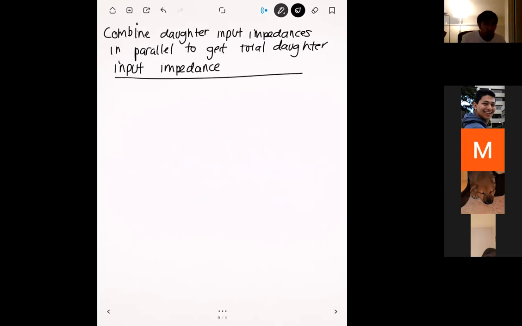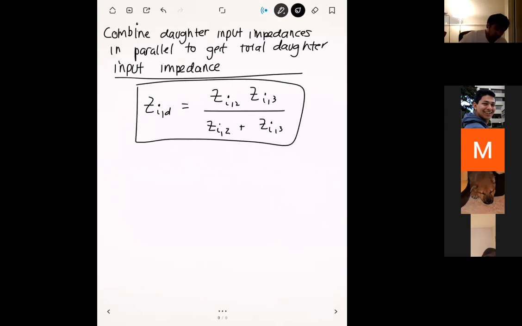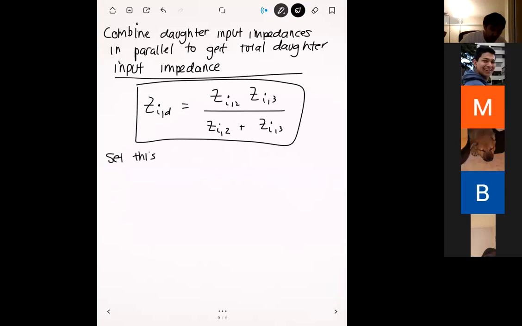And so we saw this on the previous page, but let me give you the overall formula. If you invert that entire formula, what you get is Zi daughter is equal to Zi2 Zi3 divided by Zi2 plus Zi3. This is what results when you combine those two in parallel. Is that multiplied in the numerator? Yes. So those two are multiplied.